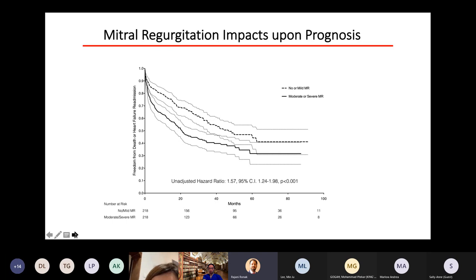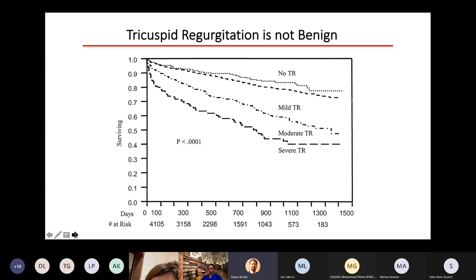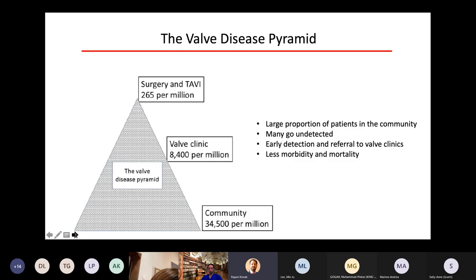Also of note is actually that no or mild mitral regurgitation also can impact upon significant outcomes. So this is sending a message, along with a similar graph for tricuspid valve regurgitation, that valve disease is certainly not a benign entity, even in the absence of symptoms, and that it can impact upon other patients' comorbidities and give a worse patient outcome.